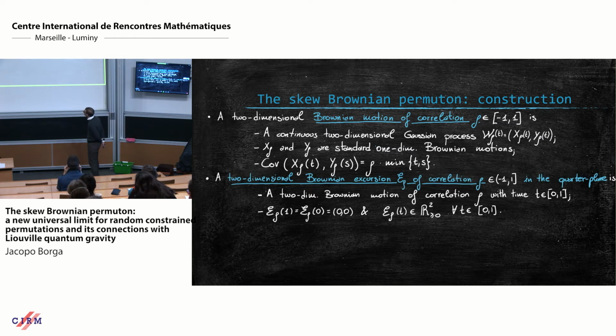And a correlated Brownian excursion in the quarter plane is exactly this process conditioned to start at the origin and to stay in the positive quadrant. Obviously, like that, you are conditioning on an event of measure 0, but with quite an easy and standard argument, you can make sense of this construction, like the Brownian excursion, for example.